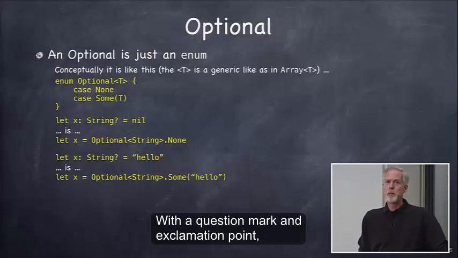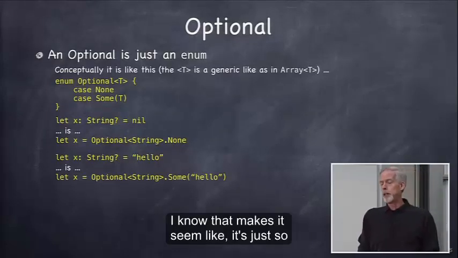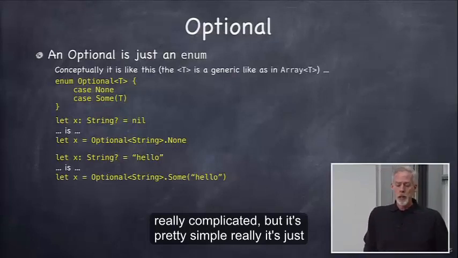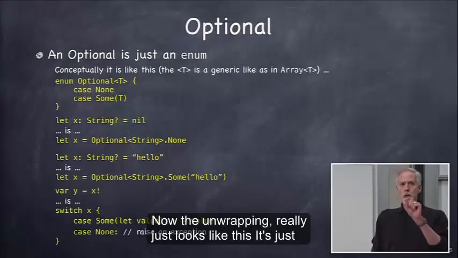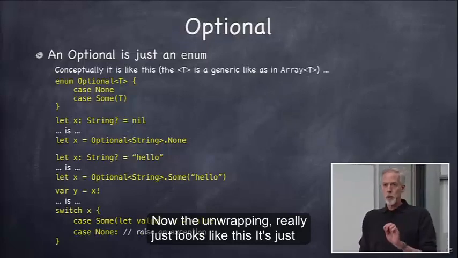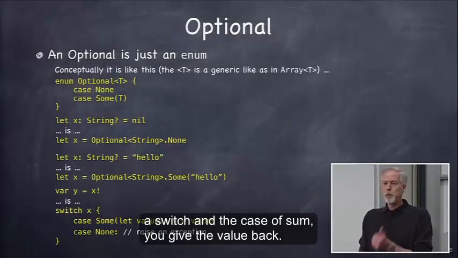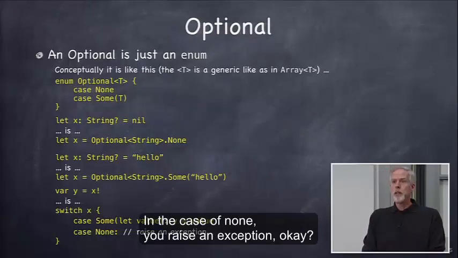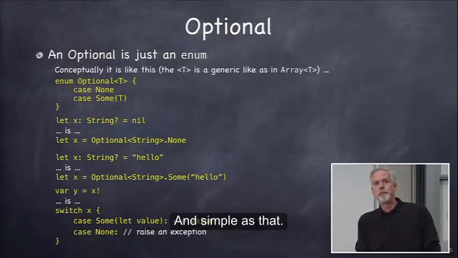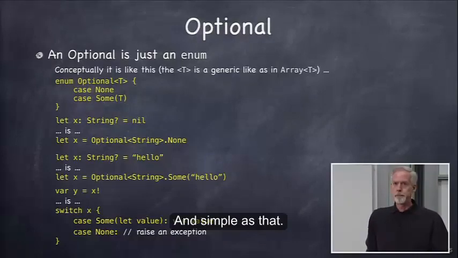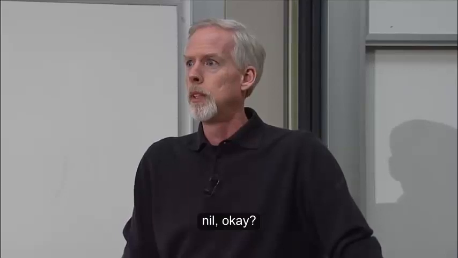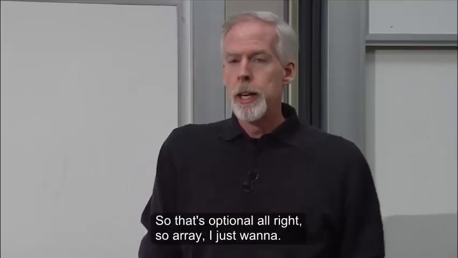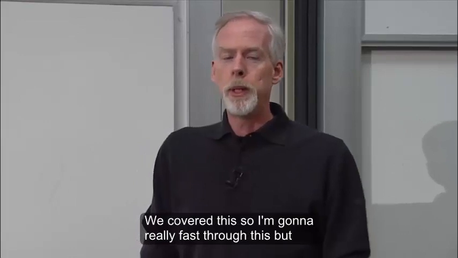So optional is really actually super simple. With the question mark and the exclamation point, I know that makes it seem like, whoa, it's really complicated, but it's pretty simple, really. It's just syntactic sugar to do this optional. Now, the unwrapping really just looks like this. It's just a switch. And in the case of some, you give the value back. And in the case of none, you raise an exception. Okay? Simple as that. That's why it crashes when you unwrap something that's nil. Okay? So that's optional.